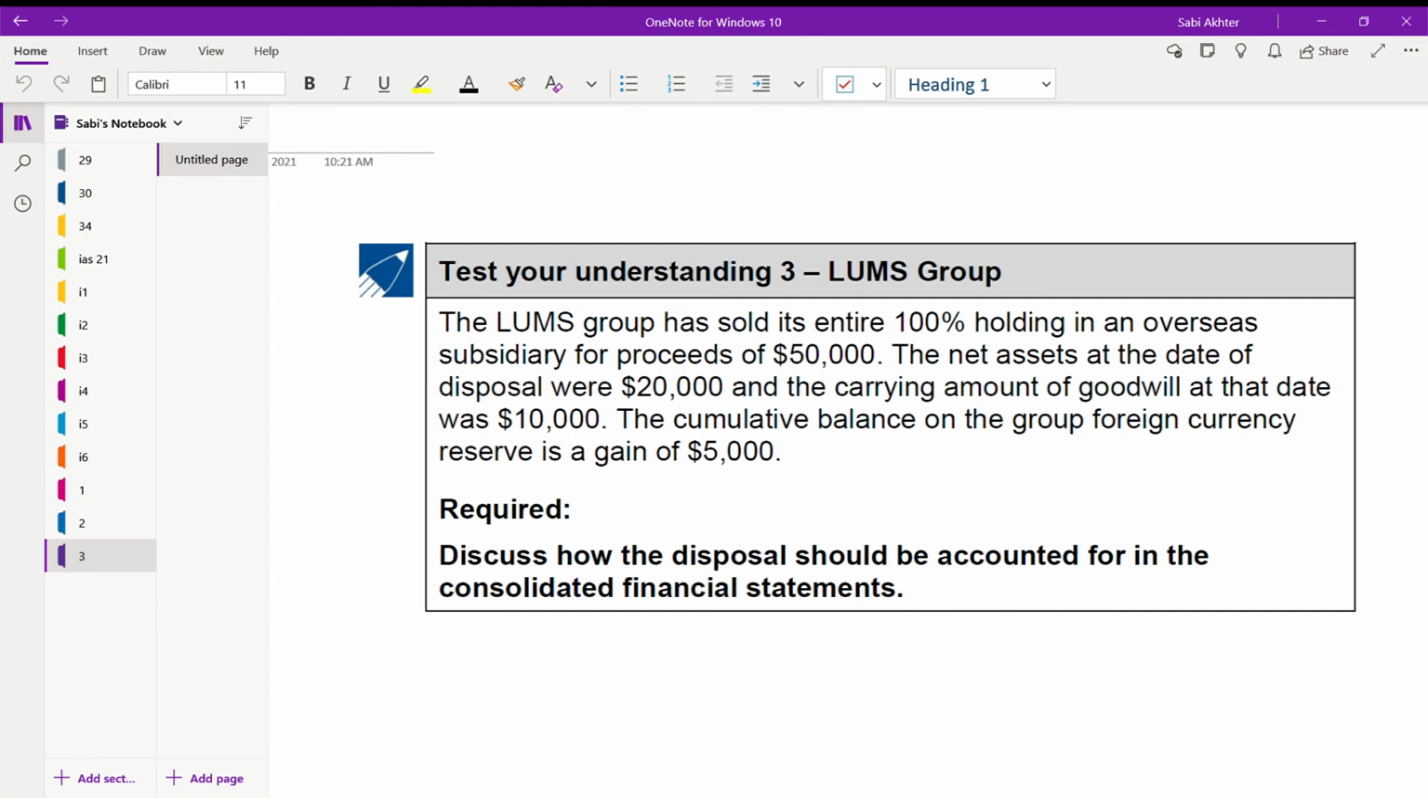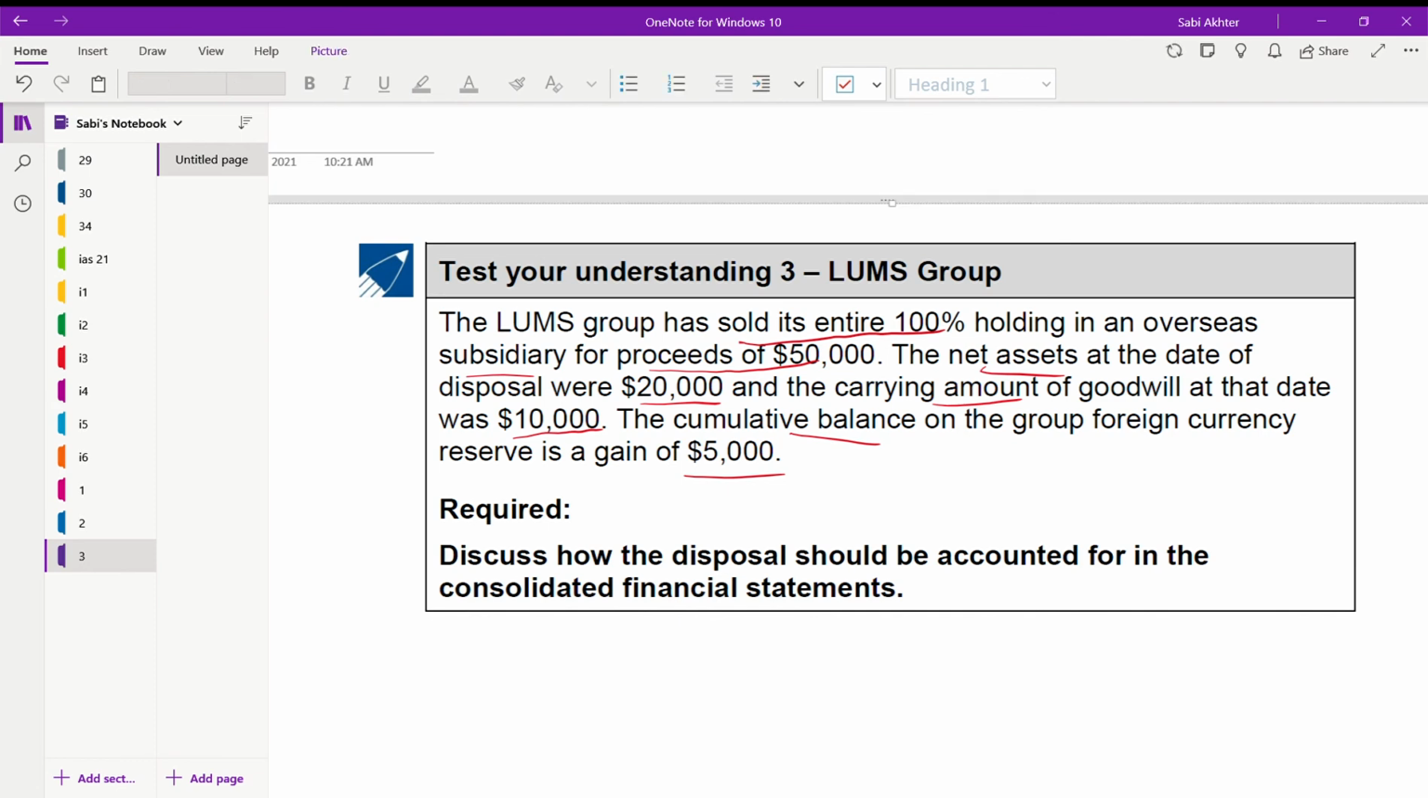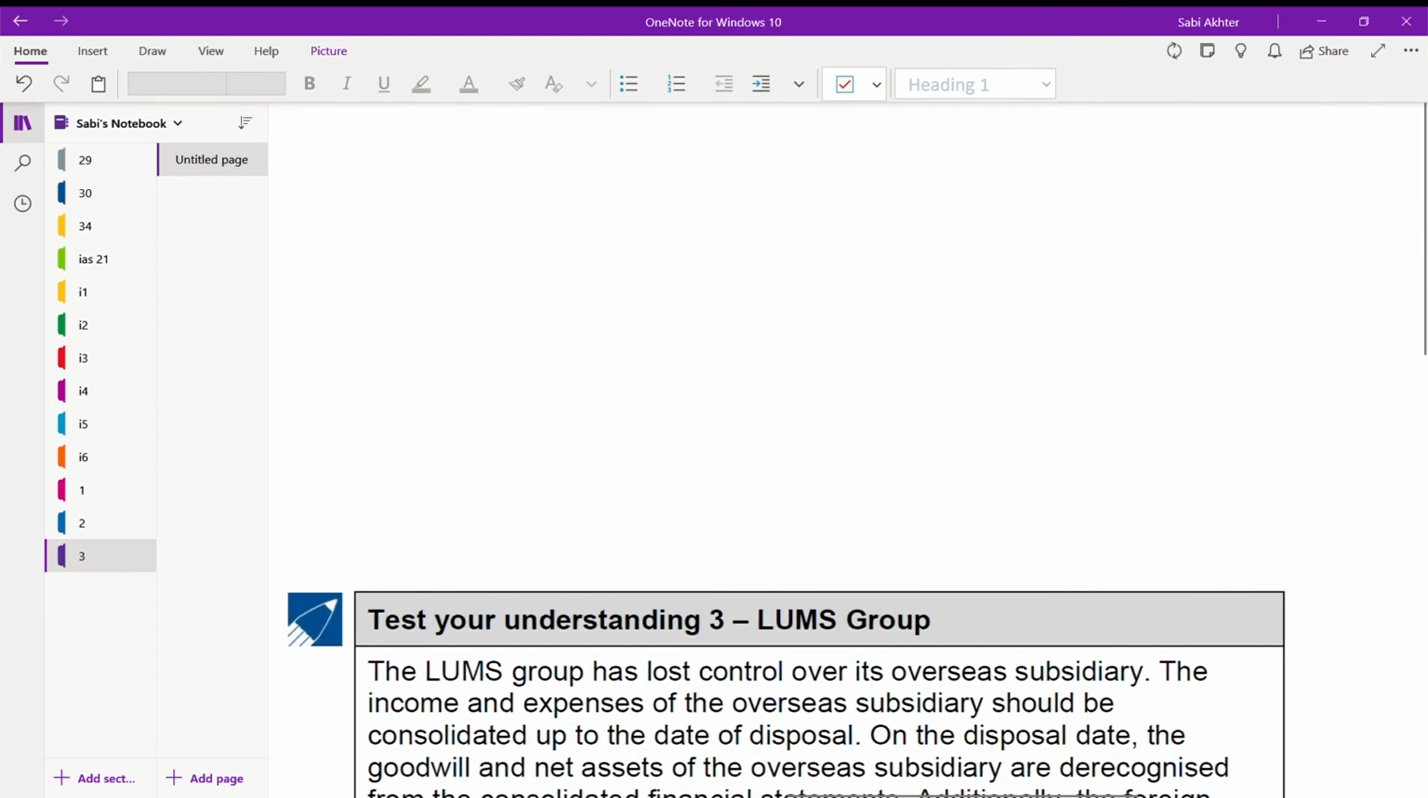The group had sold its entire 100%. This is a disposal in an overseas subsidiary for proceeds of 50,000. The net asset was 20,000. The carrying amount of goodwill was 10,000. The cumulative balance was 5,000. How do you deal with this cumulative gain? That's what the question asks, that means how the disposal is accounted for.